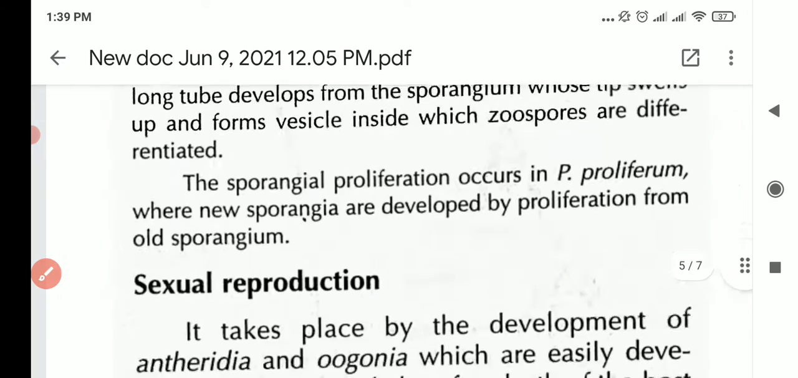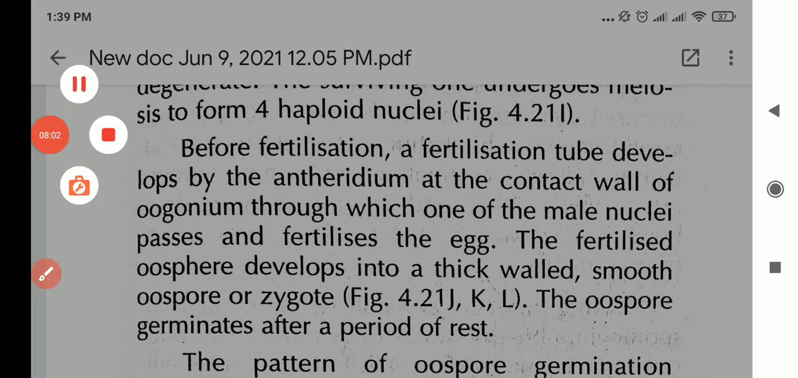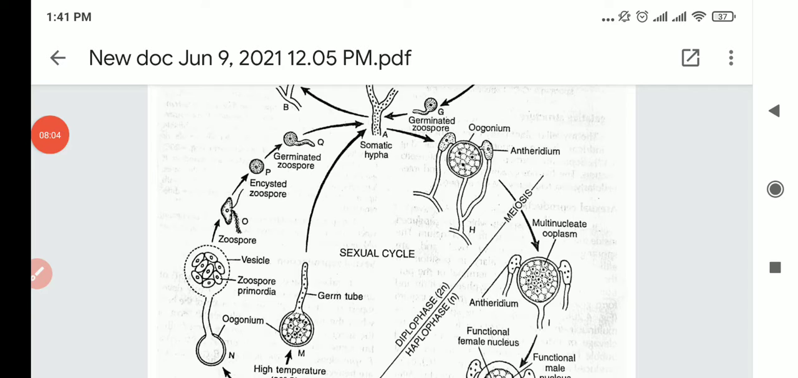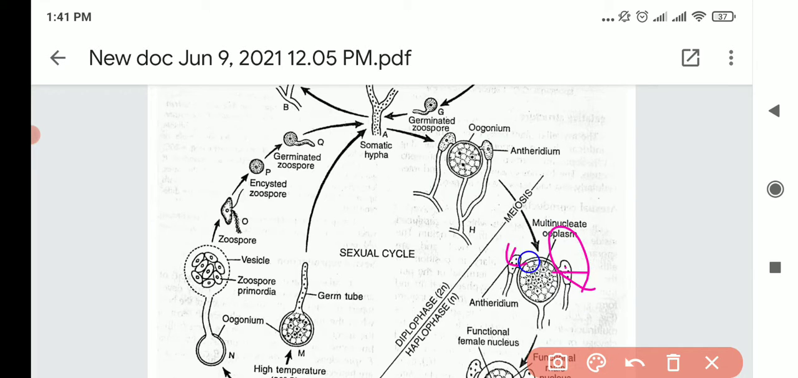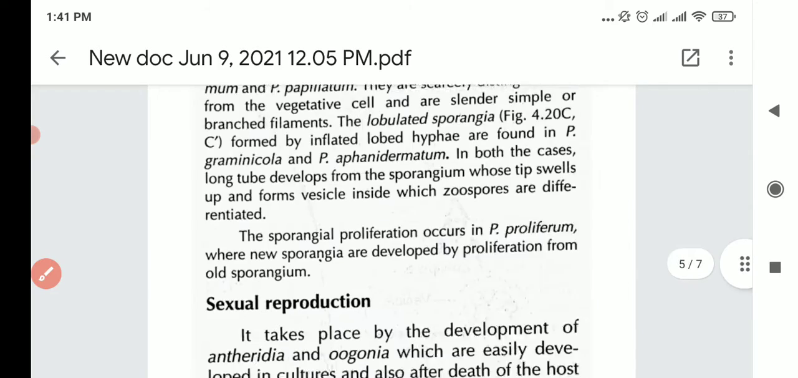And then at the first, okay, so here you can see the oogonium also has many nuclei. Okay, it's multinucleate, those black dots. Then even the antheridium is multinucleate. You're seeing many black dots, right? So in both, this is a multinucleate ooplasm and this is a multinucleate antheridium.